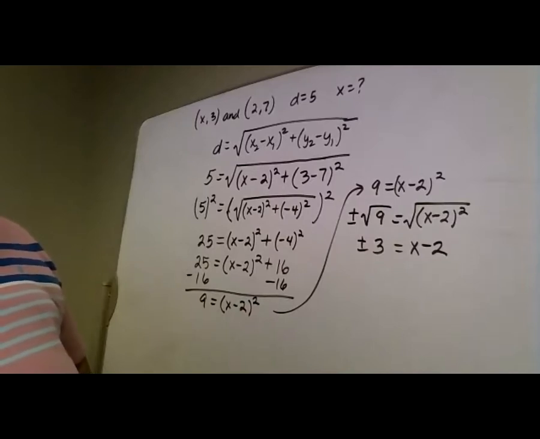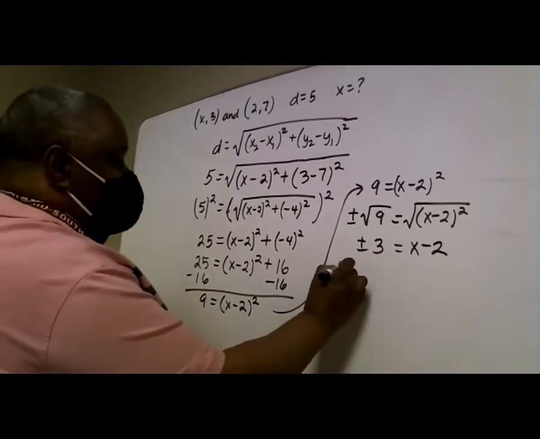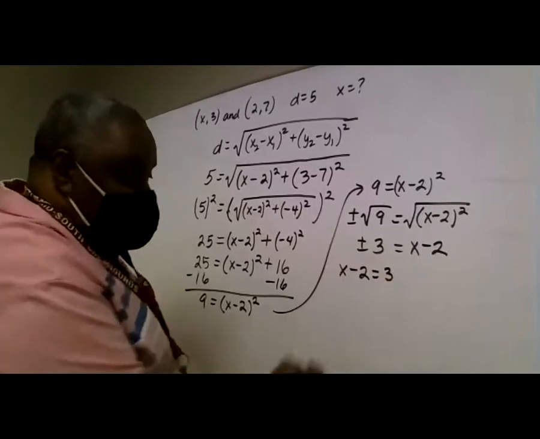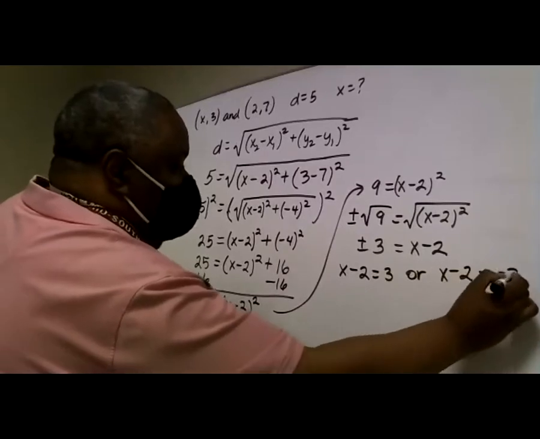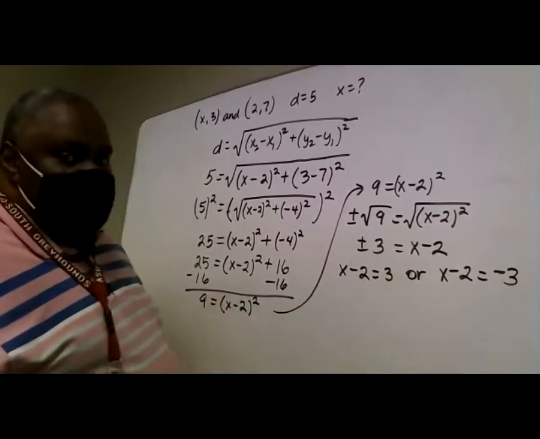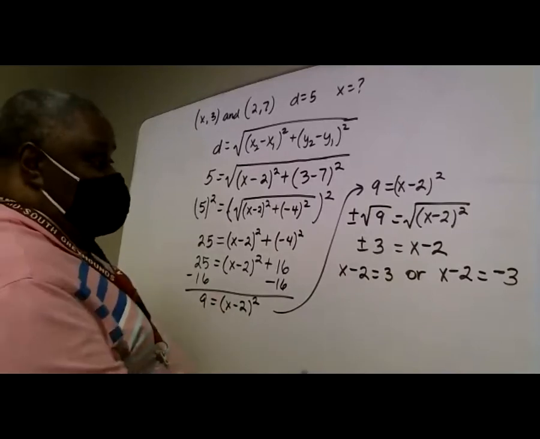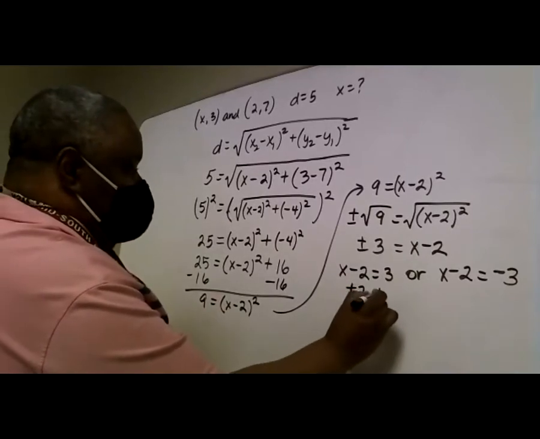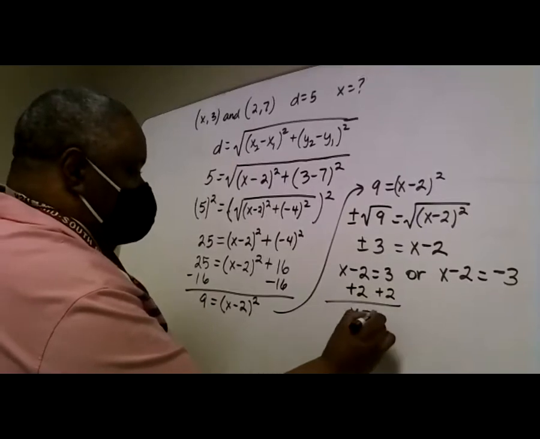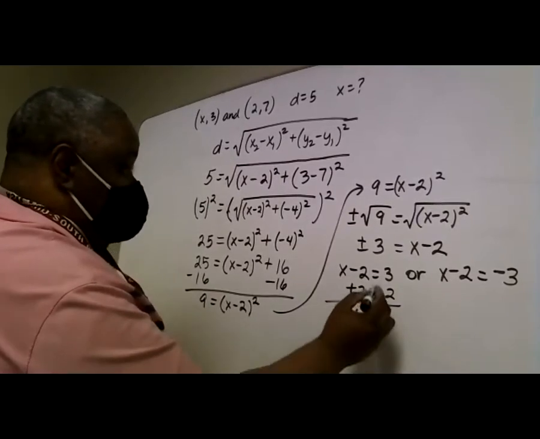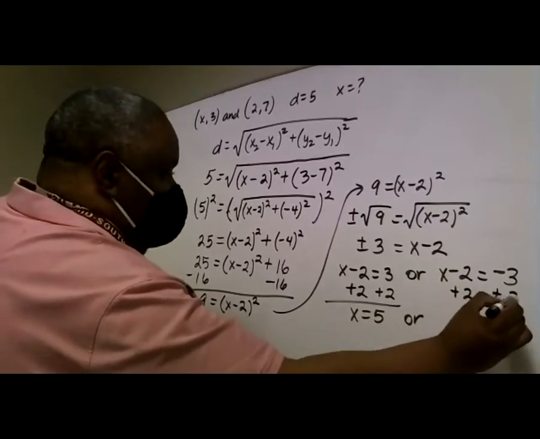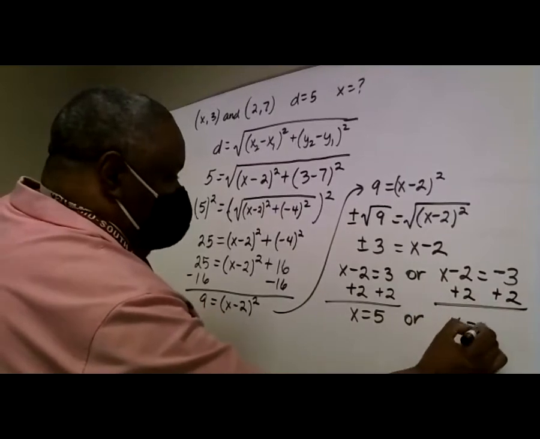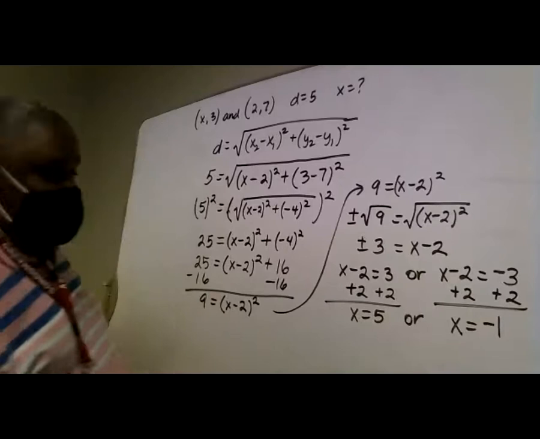Okay. Now, x minus 2 equaling plus or minus 3 means I got 2 equations. That means x minus 2 is equal to positive 3, or x minus 2 is equal to negative 3. And then we solve for x for each equation. So for x minus 2 is equal to 3, that means x is equal to 5. And for x minus 2 is equal to negative 3, if I add 2, you get x is equal to negative 1.